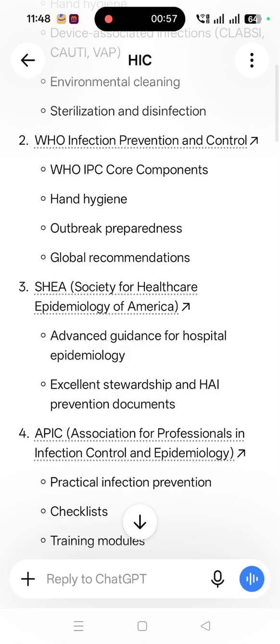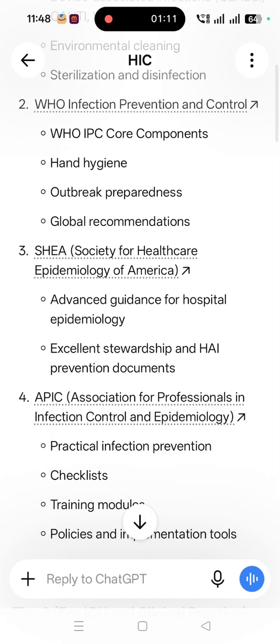The next website is WHO. You go to infection prevention and control, and there you can study WHO IPC core components. Hand hygiene is given, outbreak preparedness, you should know, global recommendations, all are given there.